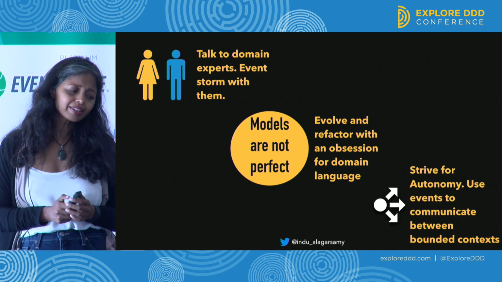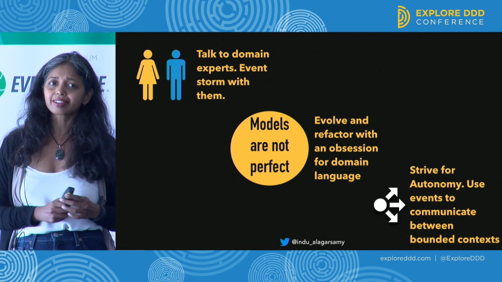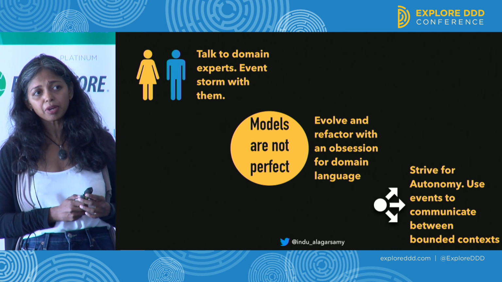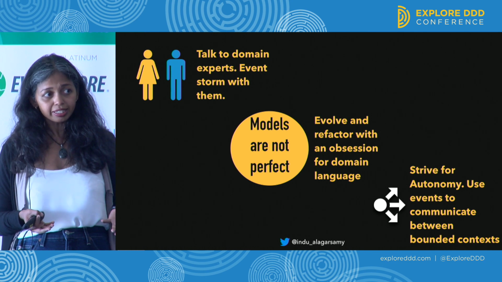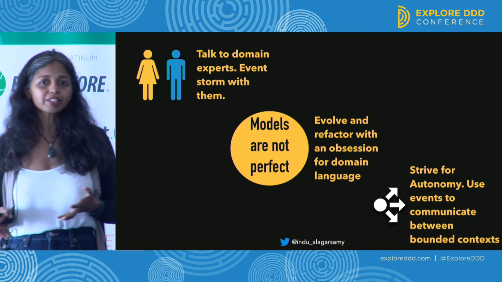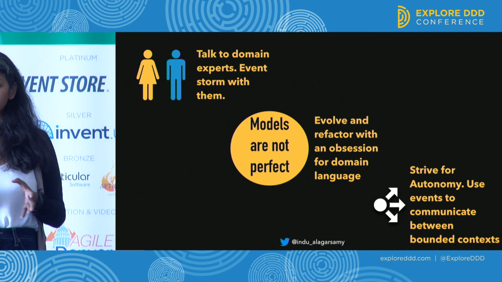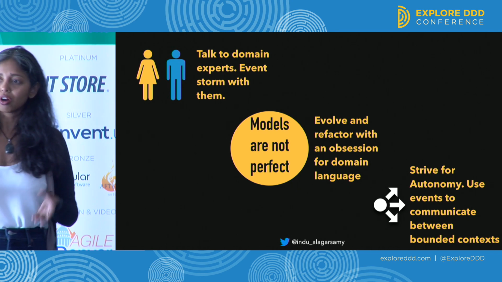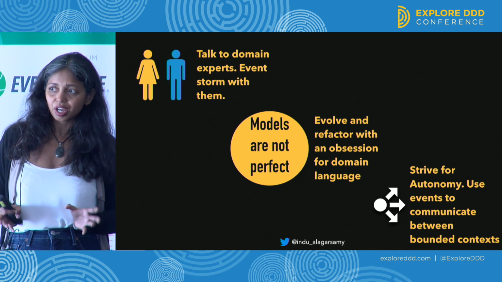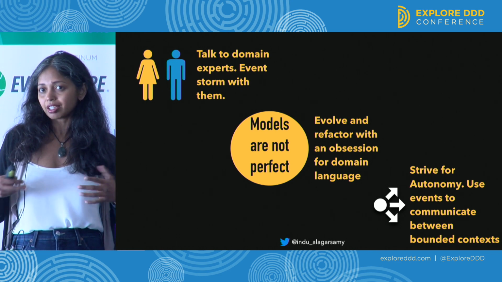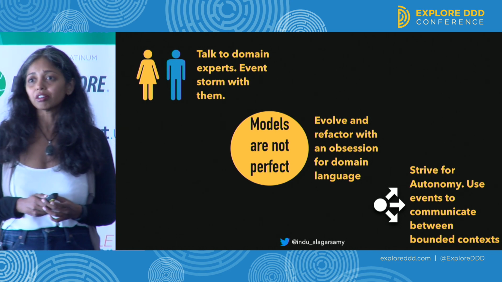Also, use messages as a way of communicating between bounded contexts because they give you autonomy and reliability. But when you're using messages, be careful, especially with those integration events, of what you're publishing in those events and sharing across bounded contexts. You don't want to be coupled in a schema hell.